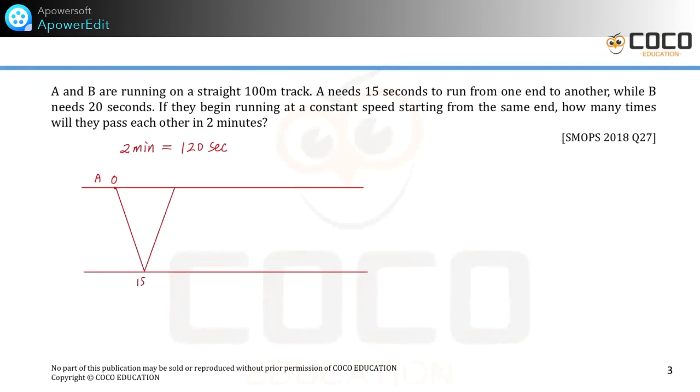Then cross back, it's at 30 seconds. To the other side, another 15 seconds, so this is 45. Then followed by 60, 75, 90. And plus 15 again, 105. Then eventually 120.